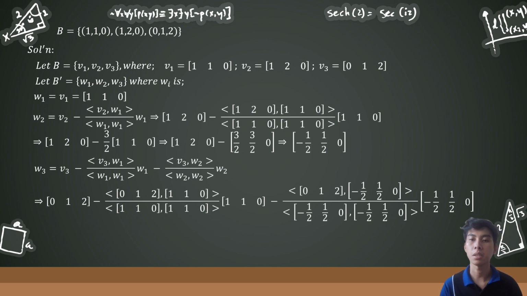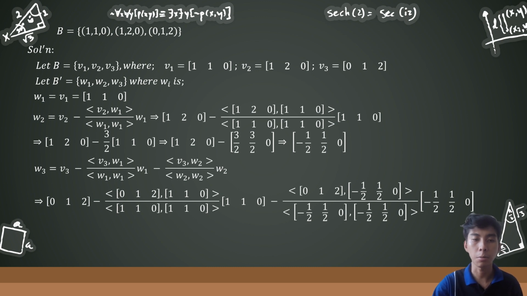Now we simply substitute the given elements in each vector. So v sub 3 is equal to the vector (0, 1, 2), then w sub 1 is equal to the vector (1, 1, 0), minus the inner product of v sub 3 and w sub 2, where w sub 2 is equal to the vector (negative 1 over 2, 1 over 2, 0).